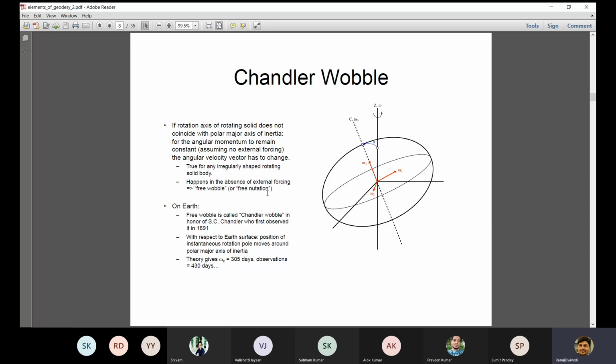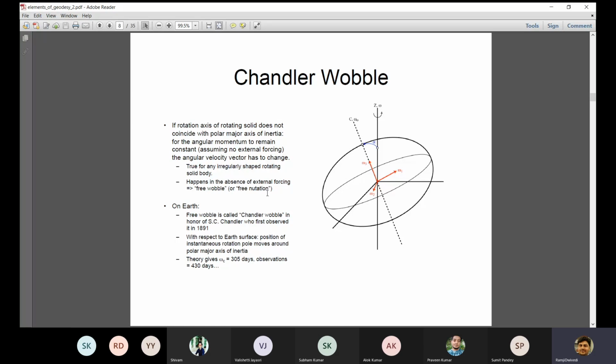The theory gives 305 days, and observation says the Chandler wobble is 430 days. This is the free motion, free wobble; there is no external force acting over it. It constitutes itself because of the inside mechanism, because of mass shifting, fluid displacement, and flux displacement inside the Earth. This free Chandler wobble is of 430 days. That means the instantaneous z axis will not be at the same place every time; it will have a period of 430 days and will again go back to the same position after 430 days, isn't it?